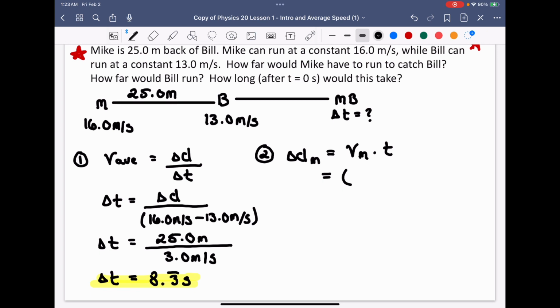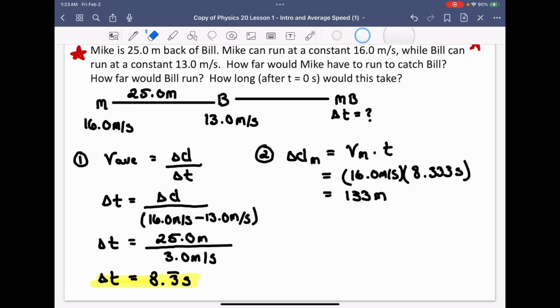The speed of Mike is going to be equal to 16.0 meters per second multiplied by the time. I'm going to try to keep this to 3 decimal places, and I highly recommend you put in at least 3 or 4 decimals just to create accuracy. When you multiply this out, you're going to get that he has to travel 133 meters. Okay, so this is the distance for Mike, and I'm going to be very specific. The change in distance for Mike from the start.